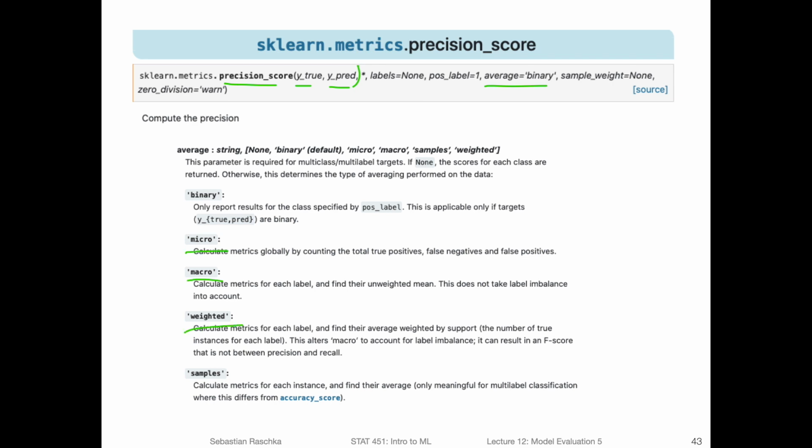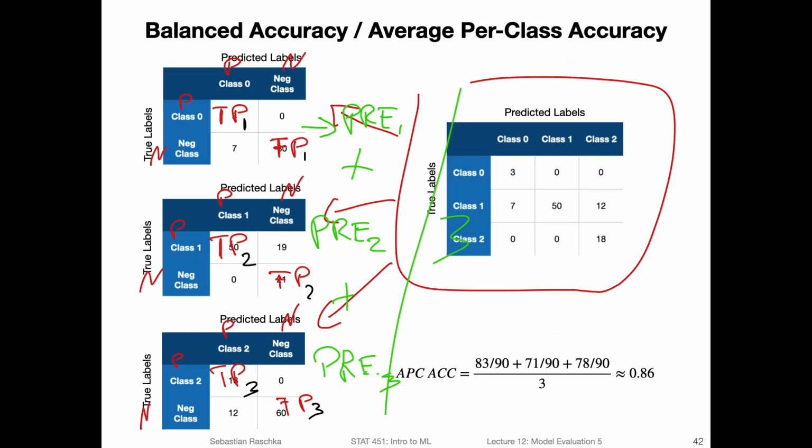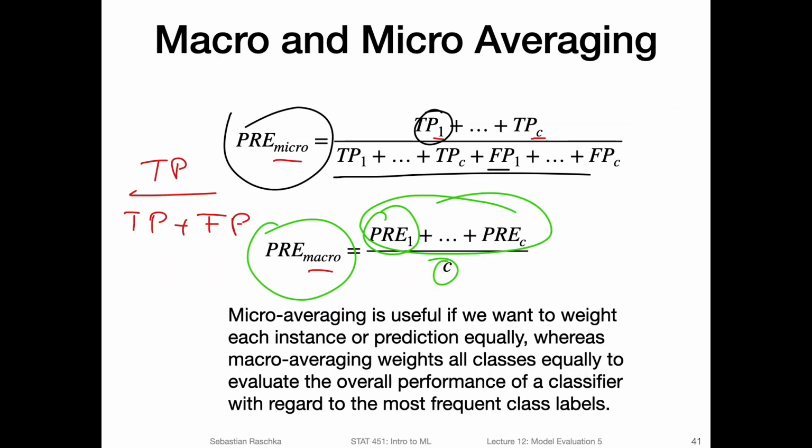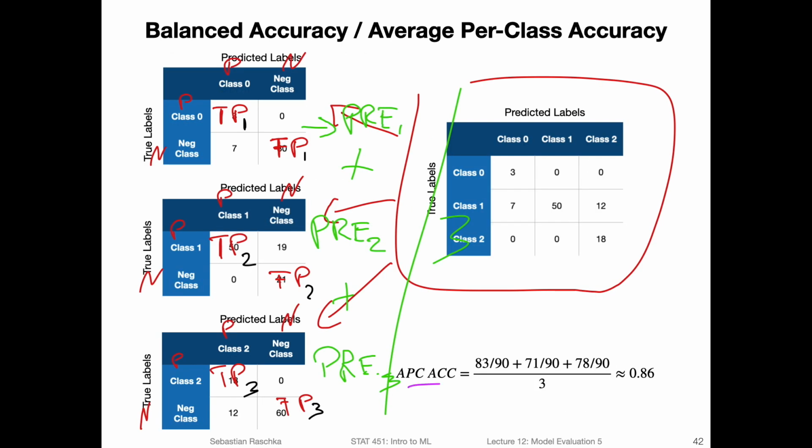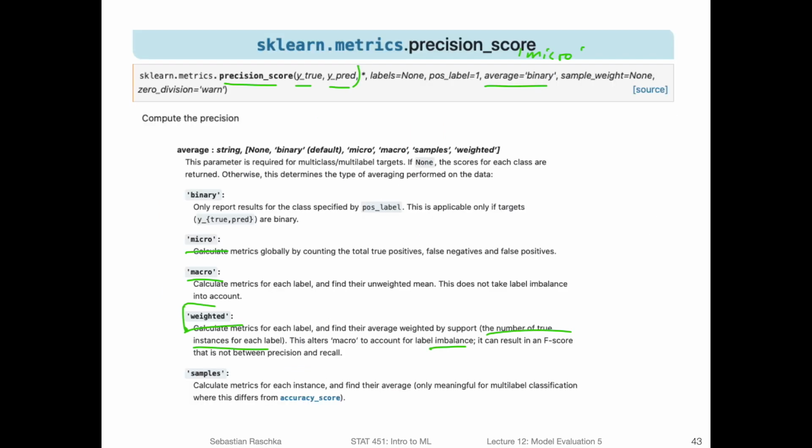Micro and macro are the ways we talked about in the previous slide. So you can set that to micro or macro, and there's a newer way called weighted. It will also consider the number of true instances at each label, accounting for the class imbalance. It's similar to macro, but, if I understand correctly, also dividing by the number of labels, which is essentially very similar to what the average per class accuracy is doing. All right.